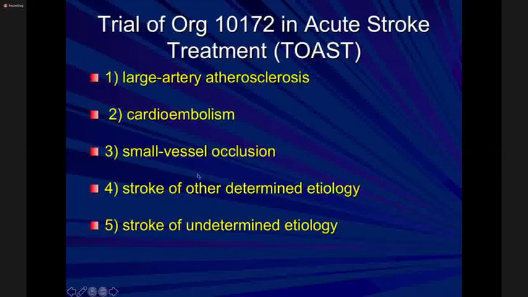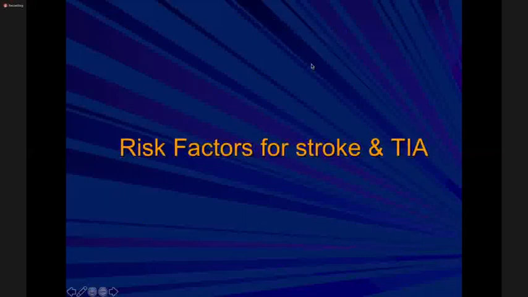And once you have thoroughly investigated, if you still have failed to find the reason, that does not mean that the patient does not have a reason. What it means is that you did not find the reason. So then you end up with the entity called stroke of undetermined etiology. So these are the 5 categories of stroke based on etiology that we use. It's described as the TOAST classification.